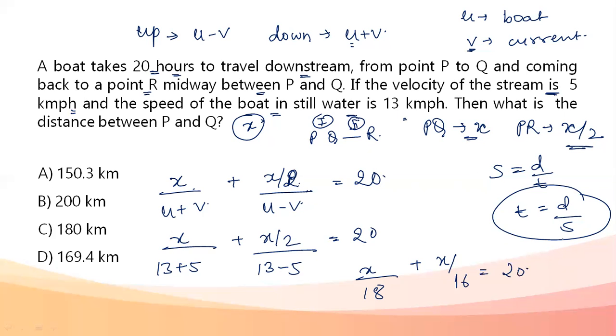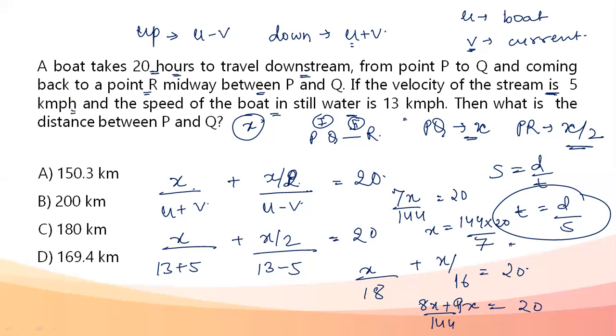So I have these values. Let's try to reduce them and solve it. When you do this, you will get the value of x. When you do the addition, the LCM would be 144. This becomes 8x plus 9x equals 20. So 7x divided by 144 equals 20. When you do this, the value of x becomes 144 into 20 divided by 7, that is 169.4 kilometers. Straight away I'm getting the answer. My answer becomes option D, 169.4 kilometers.